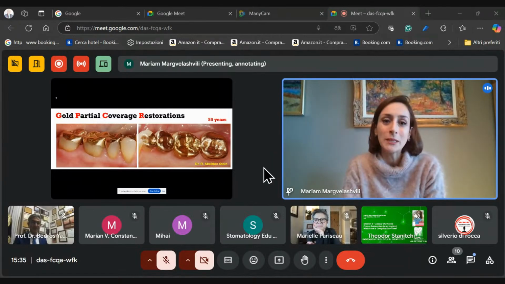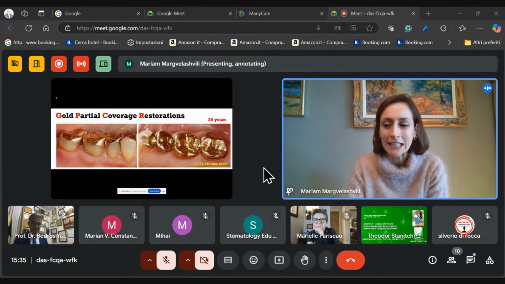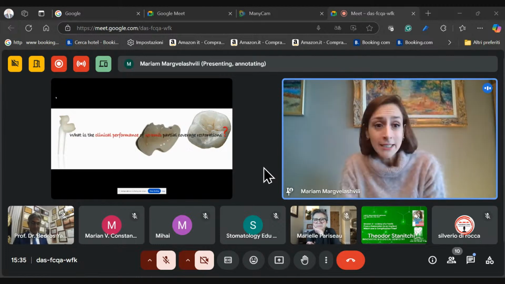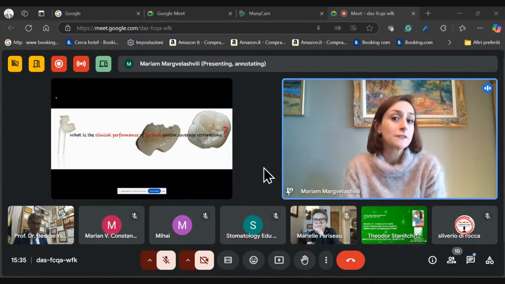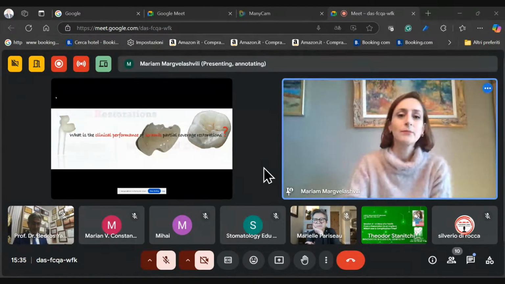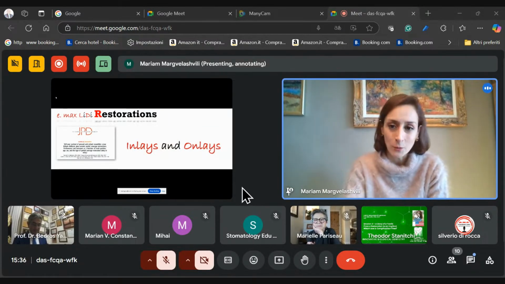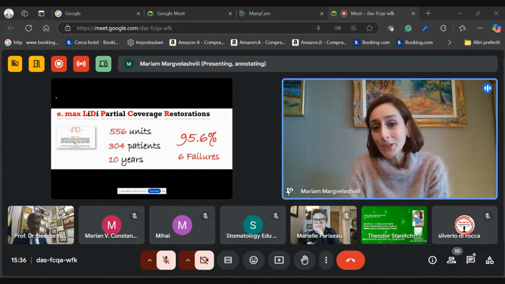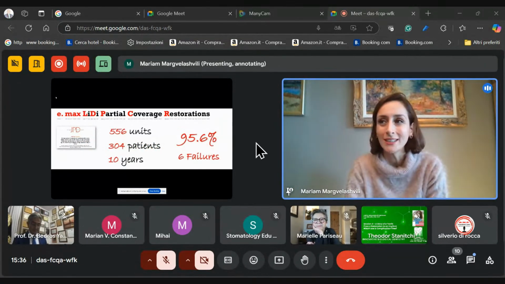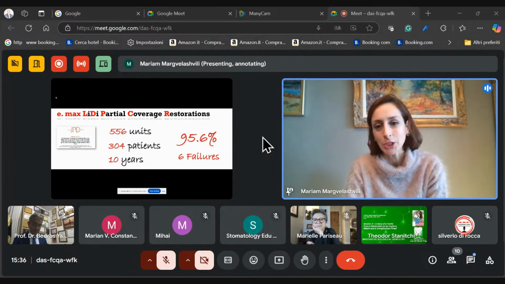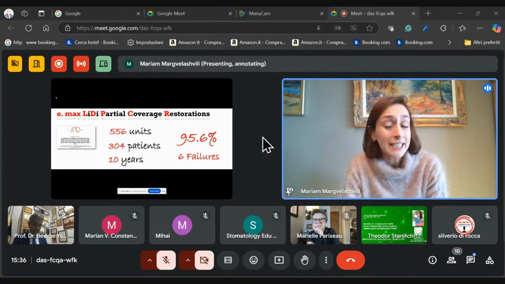However, like I mentioned, no one wants to have gold restoration in their mouth. Everybody is striving for a white aesthetic smile. And the question that rose next was, what is the clinical performance of ceramic partial coverage restorations? In order to answer that question, we looked at the survival of inlays and onlays fabricated out of emax lithium disilicate. We included over 550 restorations in 300 patients and followed up at 10 years.